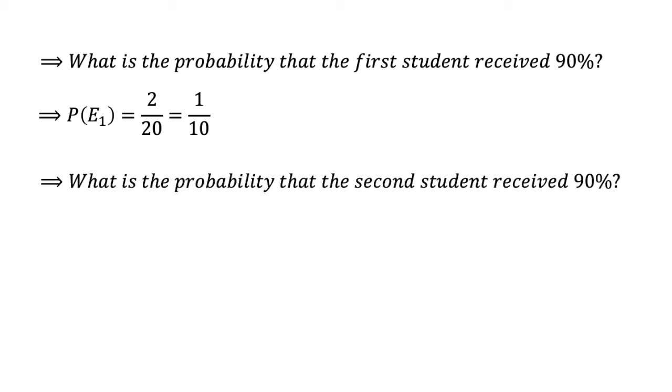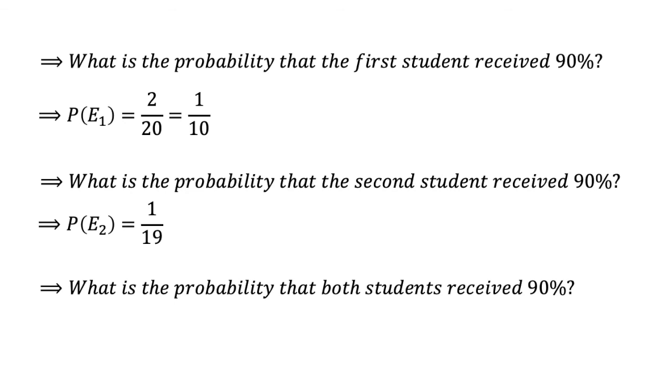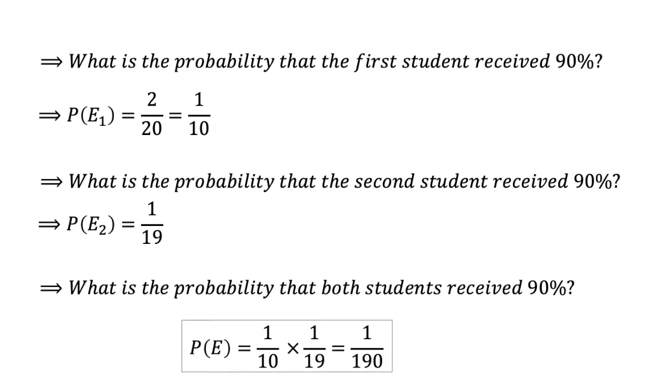Now, the probability that the second student received 90% is 1 over 19. The denominator is 19 because a student has already been chosen. And if we assume that the first student chosen has 90% as the worst case scenario, we get 1 for the numerator. And so the probability that both students receive 90% is these 2 probabilities multiplied together to get 1 over 190.